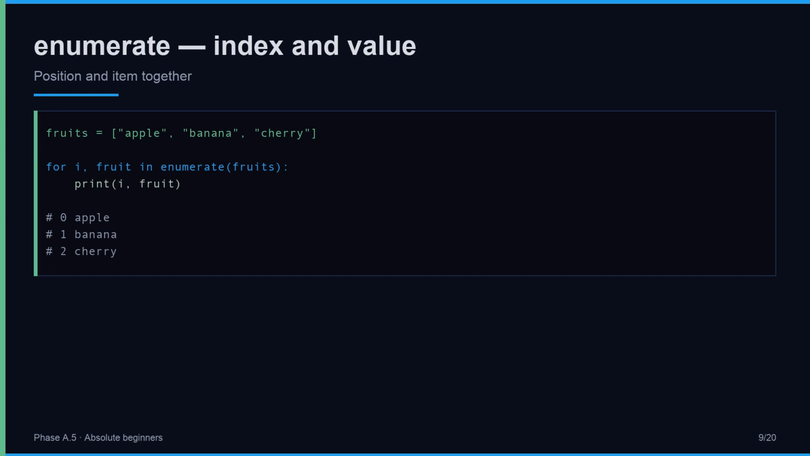Sometimes you need both the position and the value. Maybe you want to say, item 0 is apple, item 1 is banana. Python gives you enumerate for this. Write for i, fruit in enumerate fruits colon. On each pass, i is the index starting at 0, and fruit is the value. Enumerate pairs them for you. This is cleaner than tracking the index yourself. 2 variables, 1 loop, position and value handed to you together. Use it whenever the index matters.